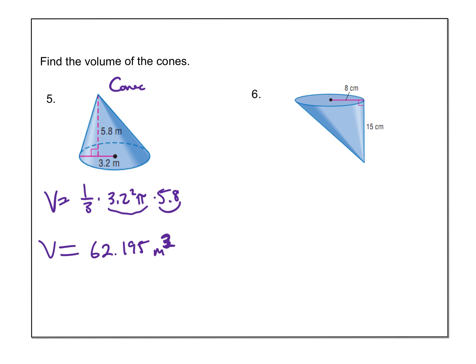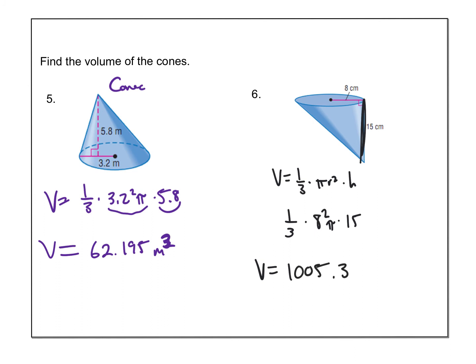For number 6, this tells you your height. So 1/3 times 8 squared pi times 15. So 64 times pi times 15. All that divided by 3, I get 3.31 centimeters cubed. That's kind of it. It's a bit of just starting with your formula, and then it's just plug and play. Put in the pieces and do a little calculator work and let it kind of go.